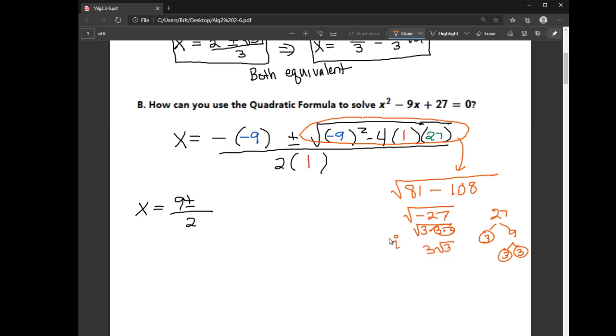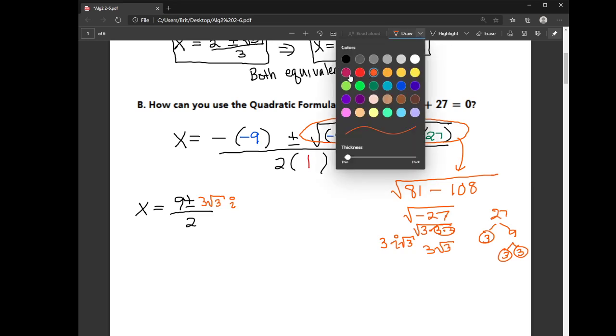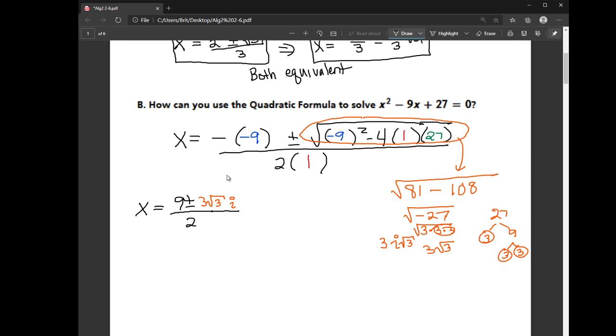So when I combine that with my i, people usually write it like this, 3i root 3. Or you could call it 3 root 3i. Just make sure it's very clear that the i is not a part of that radical, okay? Now 2 can't go into 9 or 3, so this is our final answer.